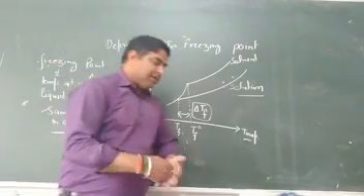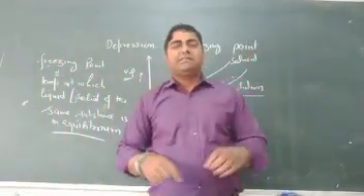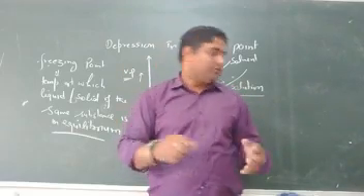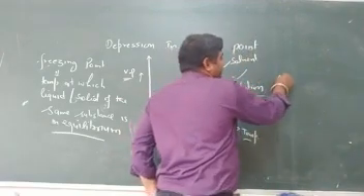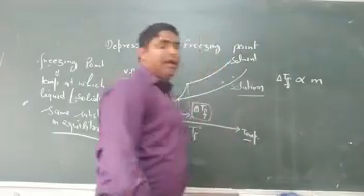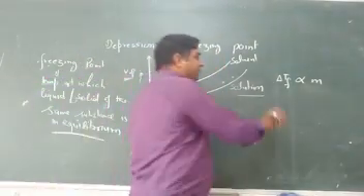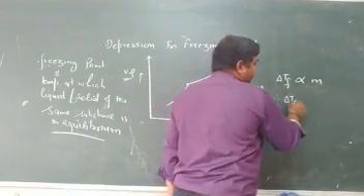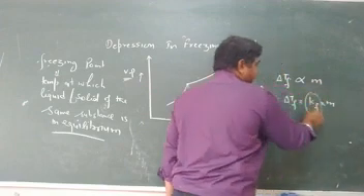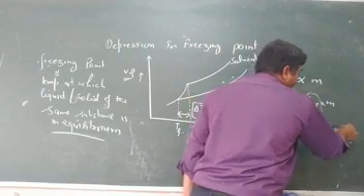So experimentally it has been found that the depression in freezing point is directly proportional to the molality of the solution. So let's move further. Delta Tf is directly proportional to m, and we all know small m means molality. Therefore, delta Tf is equal to Kf into m, where Kf is called the cryoscopic constant.